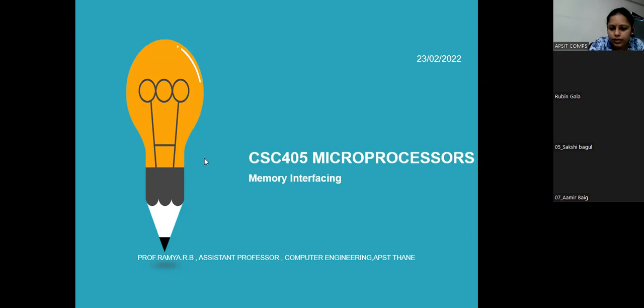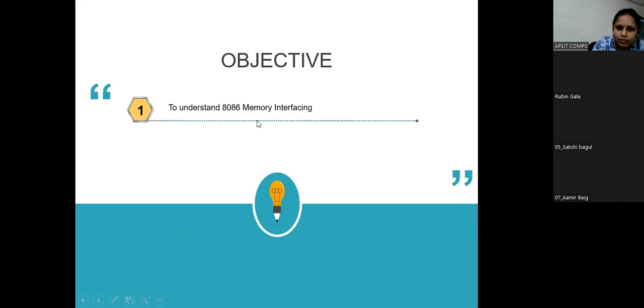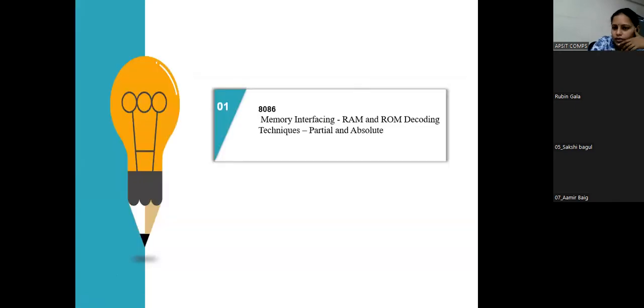Okay. Now the question is, what do you mean by interfacing? Does anybody know what is meant by interfacing? What is interfacing? Any idea?